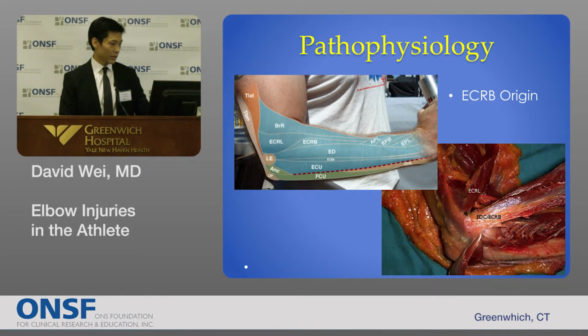So if we think about the anatomy and the pathophysiology of the elbow, this is looking at the lateral side. There are many tendons that originate from the lateral epicondyle here. Many of these are powering the wrist in extension, and the one that is most affected in tennis elbow is the ECRB, and you can see that it's fairly confluent with the EDC, which stands for the extensor digitorum communis, and that allows your fingers to extend.